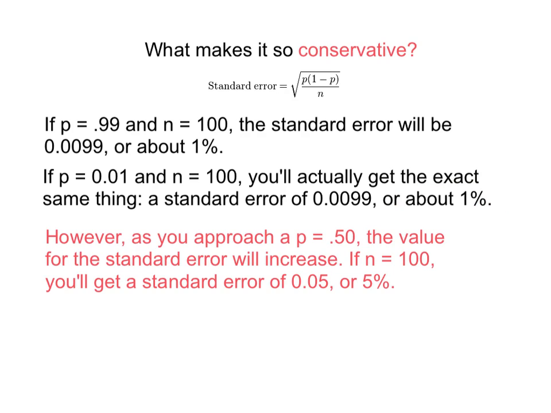However, as your sample proportion, or p, approaches 0.50, which is 50%, the value for the standard error will increase. If we keep n constant, the sample size still 100, but you replace these p's with 0.50, then you'll find that your standard error is actually going to be about 5%. That's a very big difference. A standard error of 1% versus 5% is a pretty big deal. That's the difference between a majority being counted at 45% or at 49%, which in presidential elections is important.